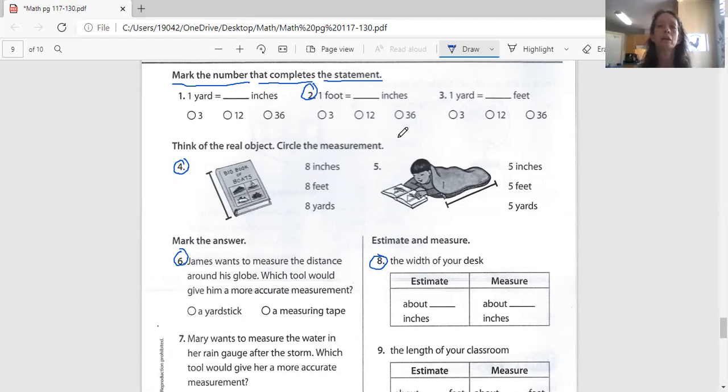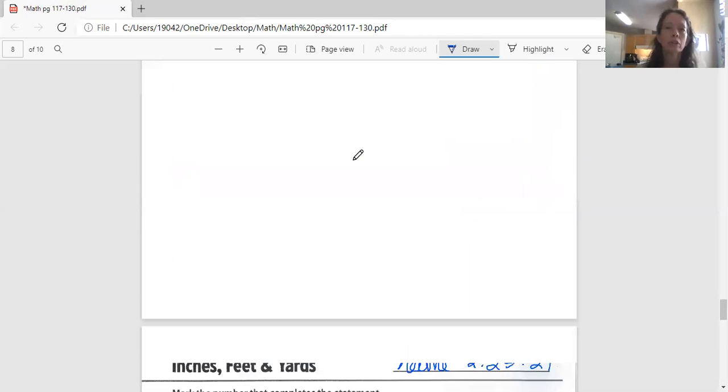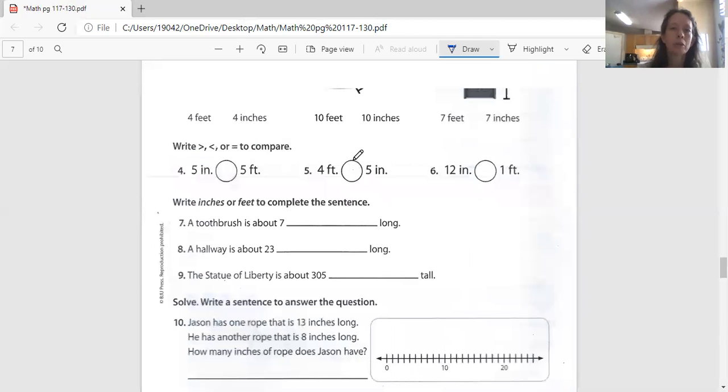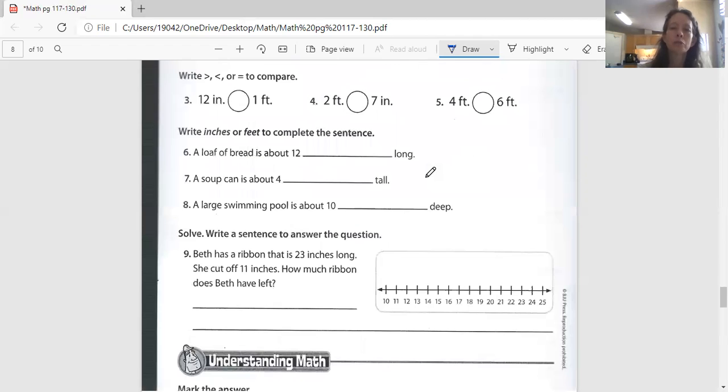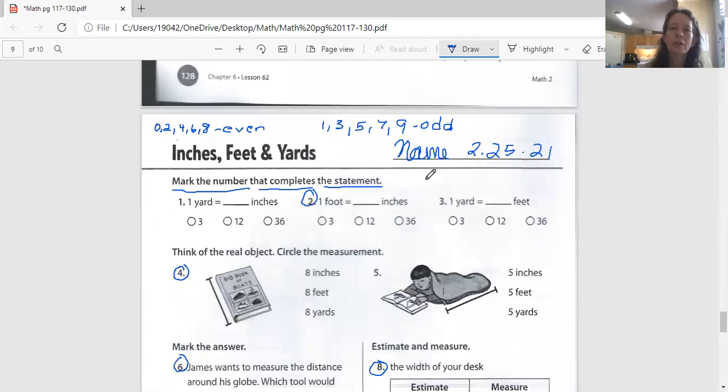I'm going to look back on here. Look. Remember this page? Oh, look at right up there. It tells me 12 inches equals 1 foot. So now I can come back down to today's.